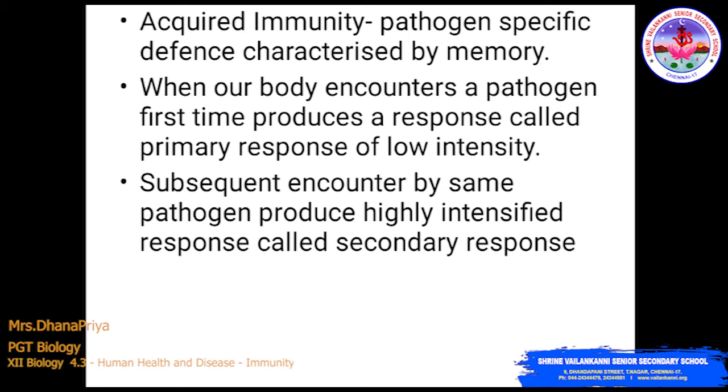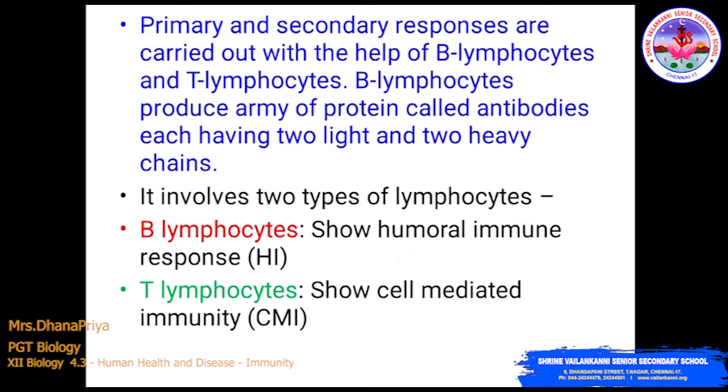When our body encounters a pathogen for the first time, it produces a response called the primary response, of low intensity. A subsequent encounter with the same pathogen produces a highly intensified response called the secondary response. Primary and secondary responses are carried out with the help of B lymphocytes and T lymphocytes.